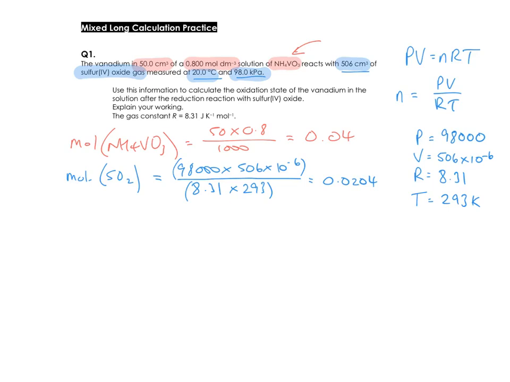Okay, so the next stage is to go back to our question and look at what we're actually trying to work out, because we've got some marks there for working out number of moles of each of those. So: use this information to calculate the oxidation state of vanadium in the solution after the reduction reaction with sulfur oxide. So what we need to do is work out, essentially, how many electrons have been transferred, because that then will allow us to work out what the new oxidation state is. So if the sulfur oxide is acting as a reducing agent, that means the sulfur oxide is being oxidized itself.